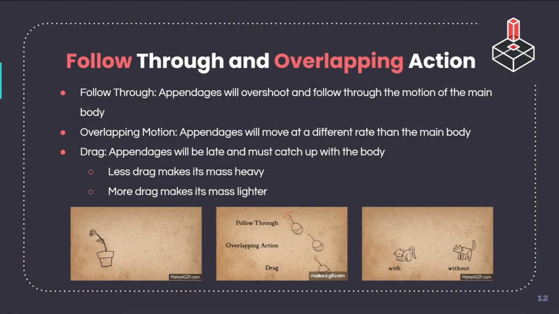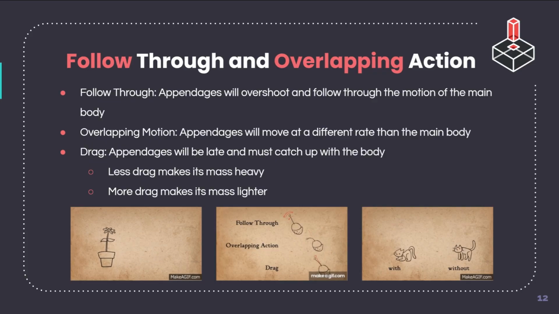Follow through and overlapping action. This concept is mainly for the appendages that are attached to the main body. Follow-through is the concept that when the appendage follows through with motion after a main body has stopped, and overlapping action is the idea that each appendage will move at a different rate than the main body, and there's a concept of drag where appendages need to catch up to the main body.